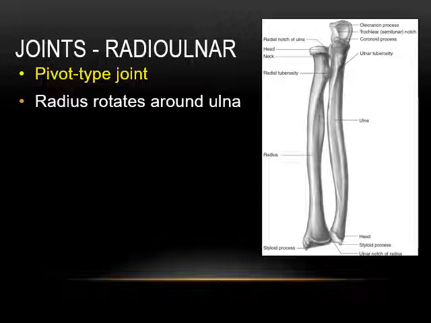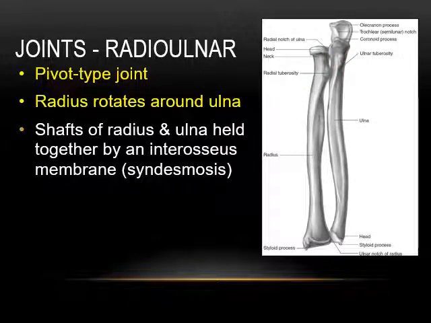Okay, and that's an important thing to note. It's the radius that moves around the ulna. The ulna doesn't move around the radius. The ulna is going to be stationary with this movement because, again, if you look at the congruency at the elbow joint, the ulna can't move. However, the radius will rotate and come around the ulna.